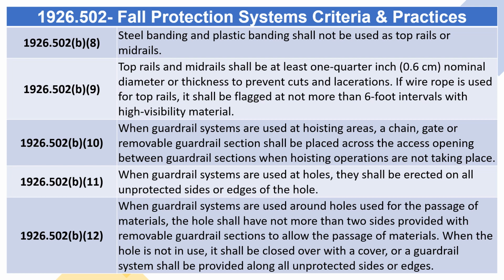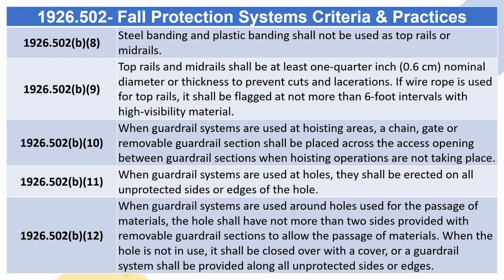1926.502(b)(10) When guardrail systems are used at hoisting areas, a chain, gate or removable guardrail section shall be placed across the access opening between guardrail sections when hoisting operations are not taking place. 1926.502(b)(11) When guardrail systems are used at holes, they shall be erected on all unprotected sides or edges of the hole.